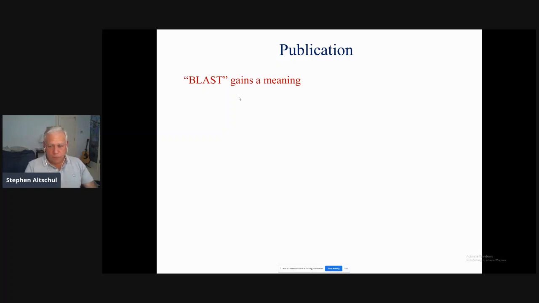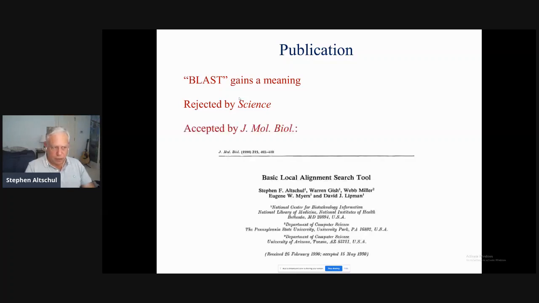In the fall of '89, we submitted it to Science. It was rejected by Science. We made maybe a few minor changes, submitted it to the Journal of Molecular Biology, which agreed to publish it in 1990. And I guess this came out in the fall of 1990.